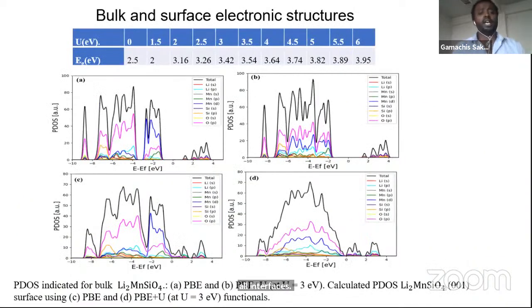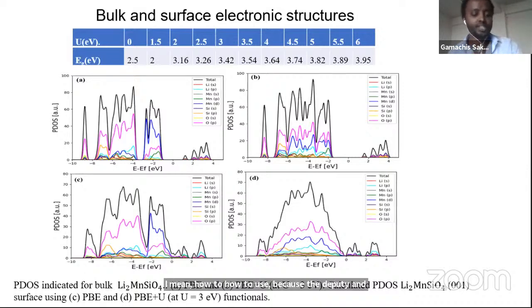So the challenge is that the material is a bulk insulator. We had to work out how to treat it, because DFT underestimates the band gap when we want to study the electronic structure of this material. So we have to fix the U value. I mean, we have to use DFT plus U.